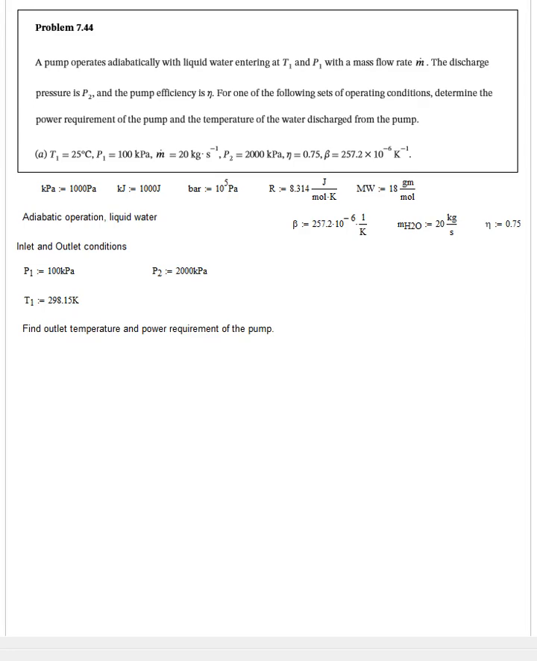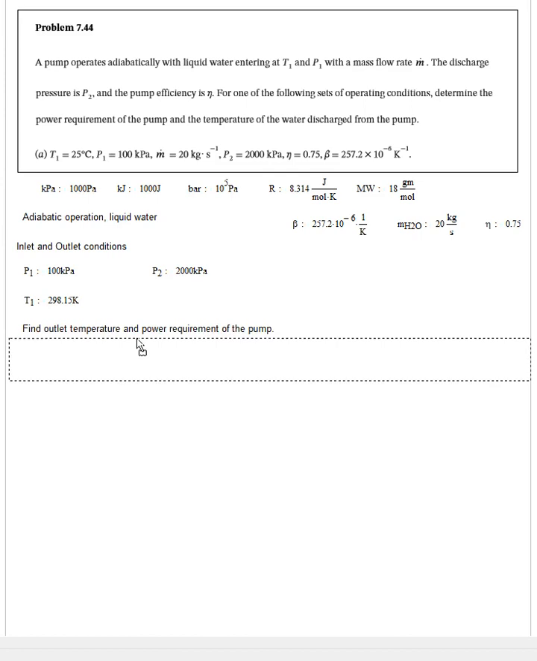The discharge pressure is P2, which in this case is 2,000 kilopascals. We're also given a pump efficiency, eta. And then what we want to find is the outlet temperature and the power requirements of the pump. Another way of saying this is sizing the pump. When someone asks you to size a pump, they're basically asking you to calculate the power requirements. So P1, T1, 100 kilopascals, 298 K or 25 degrees C, up to P2.